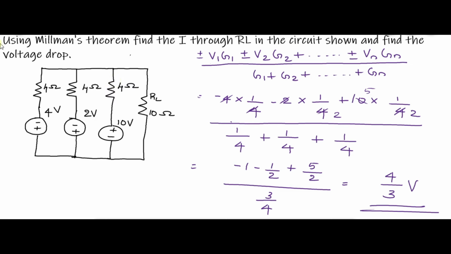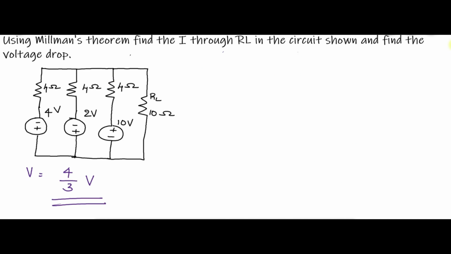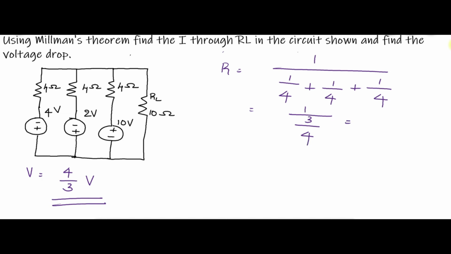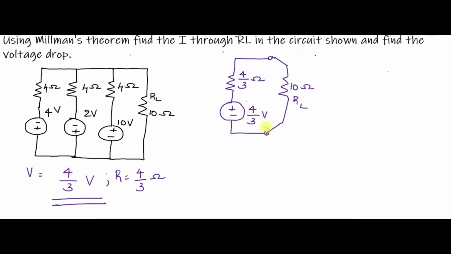Next, you have to determine the equivalent resistance R. Equivalent resistance R is equal to 1 divided by 1 by 4 plus 1 by 4 plus 1 by 4, which is equal to 1 divided by 3 by 4, which is equal to 4 by 3 ohm. Now you can redraw this circuit with a voltage source and equivalent resistance connected with the load RL. Here this is the equivalent circuit. Here I have replaced this circuit with a voltage source V with an equivalent resistance R and connected with this load RL. Now you can find out current through RL.